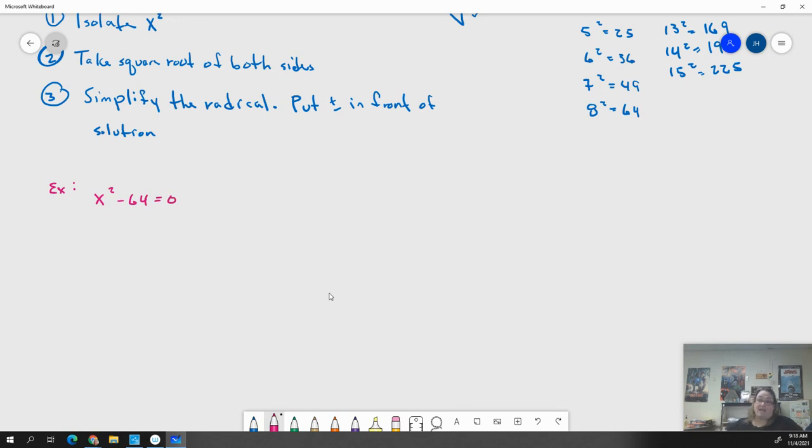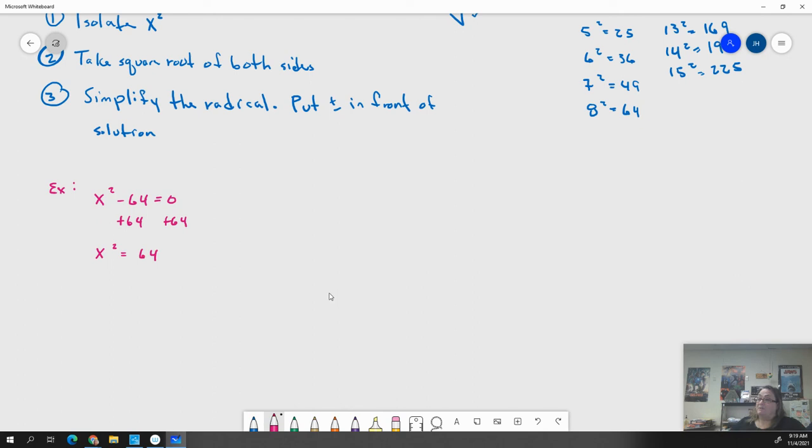And for those of you who are in the last lesson, you would recognize this as a difference of squares. And yeah, you could do that to solve it. But because we're specifically doing use square roots to solve these problems, we're going to follow the steps by isolating x squared first. And the only thing attached to this x squared is 64, right? We have 64 being subtracted. So I'm just going to add 64 to both sides of the equal sign to keep it equal. And I'm going to have x squared equals 64.